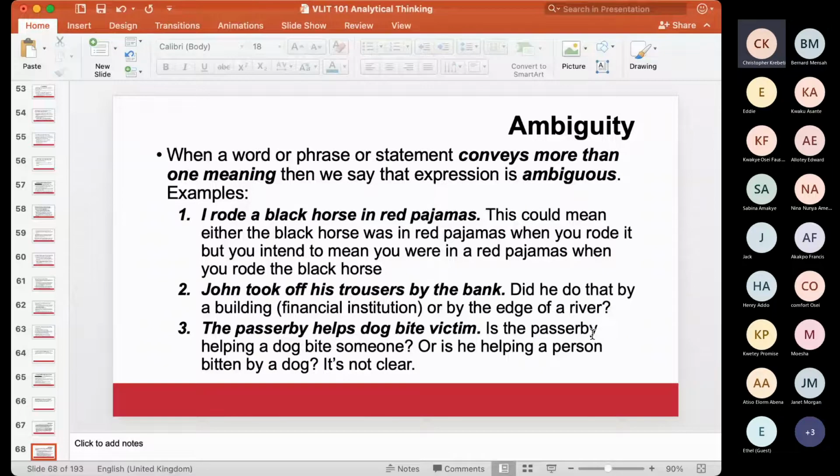Another example: John took off his trousers by the bank. If you say John took off his trousers by the bank, was the trouser taken off at the financial institution, or at the edge of a river? Vague. The passerby helped dog bite victim. Is it that the passerby is helping a dog bite someone, or is helping a person who has been bitten by a dog? So these sentences are not clear.